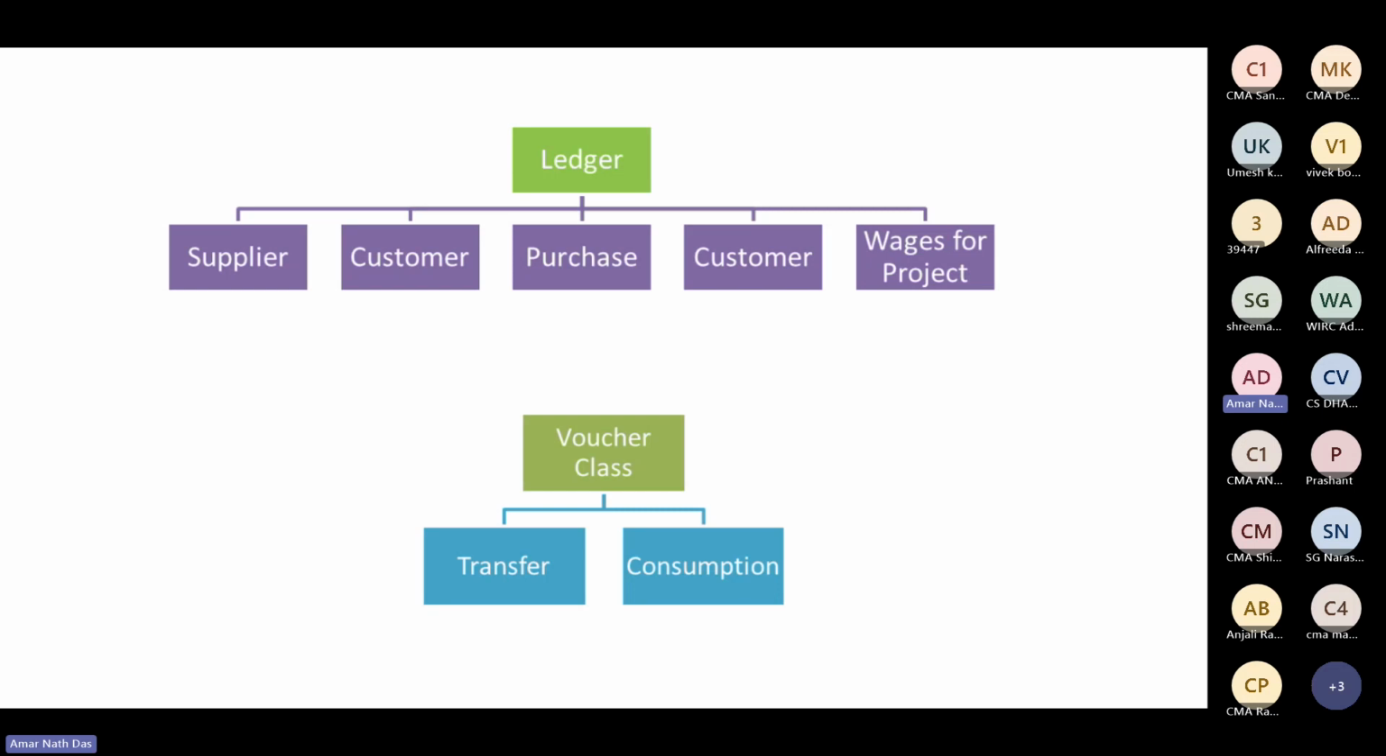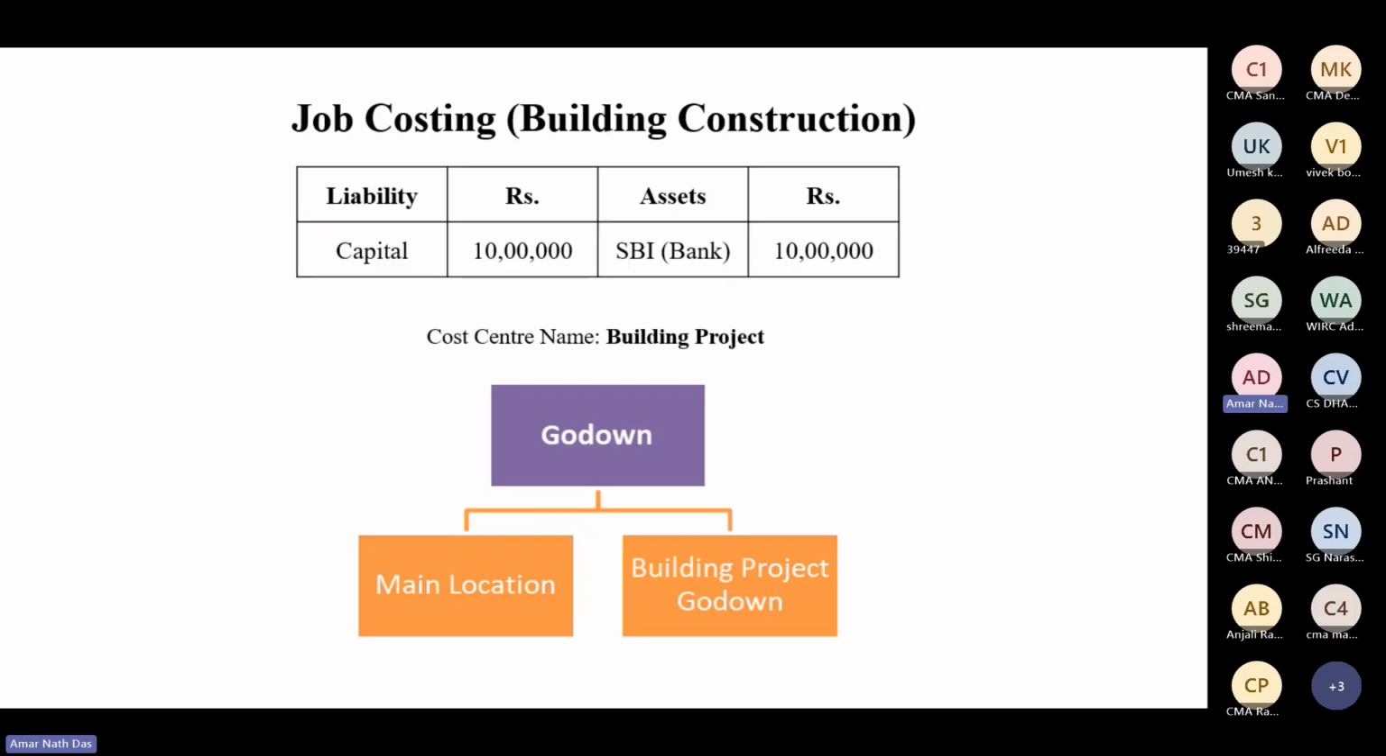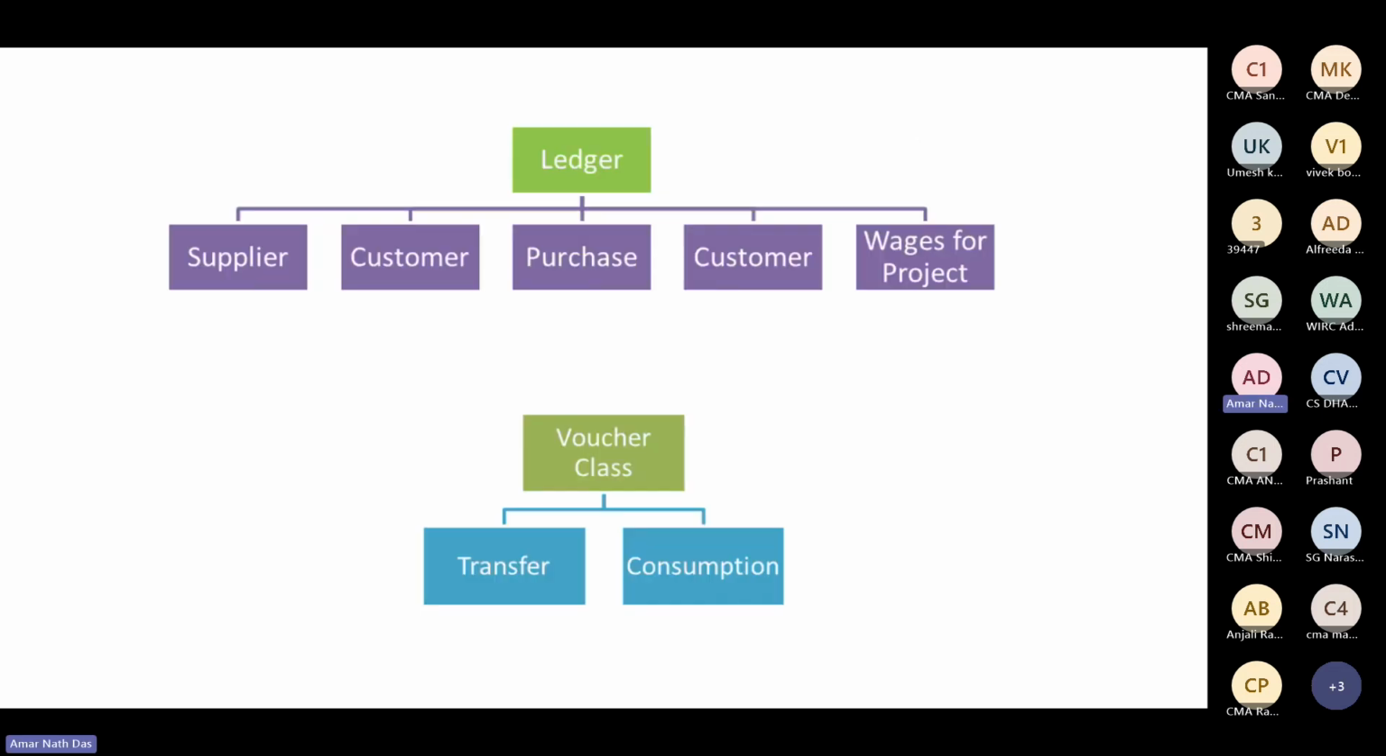Now we have to create a voucher class. One is transfer voucher, another one is consumption voucher. This is the first time we are entering this type of voucher class. Transfer, in that sense, is when we transfer items, I mean raw materials, from main location to building project godown, then we have to adopt transfer entries. And the second one is consumption, when all those raw materials have been consumed, so it also needs to be considered through a voucher class. I will show you how such kind of voucher class needs to be created.